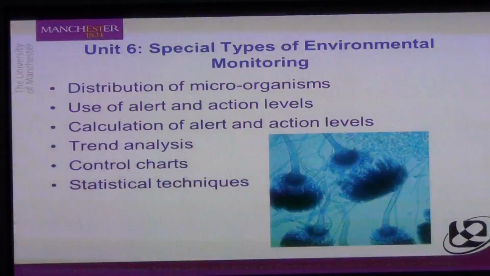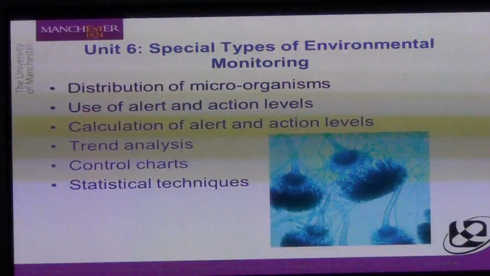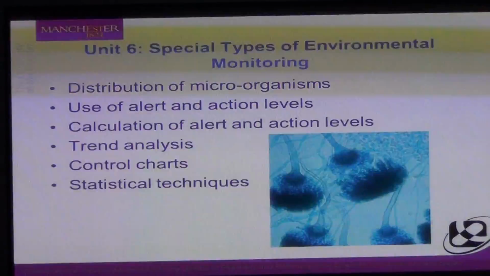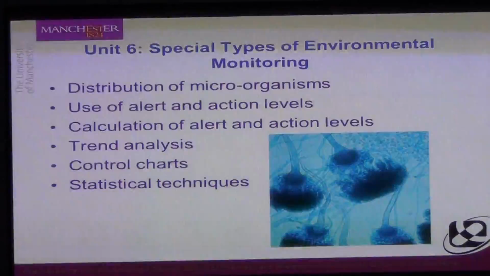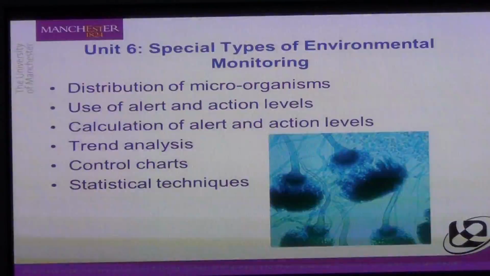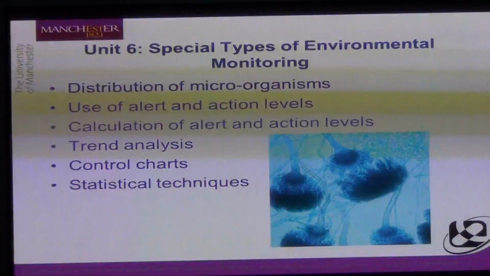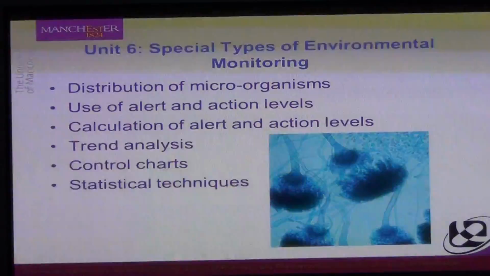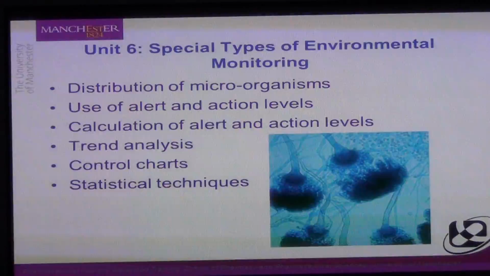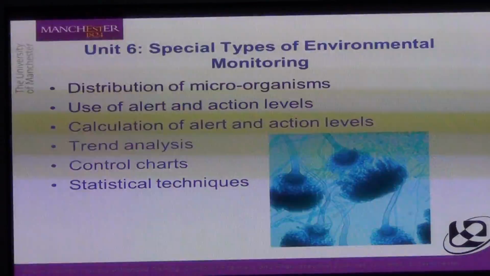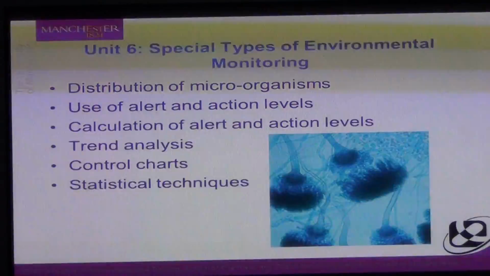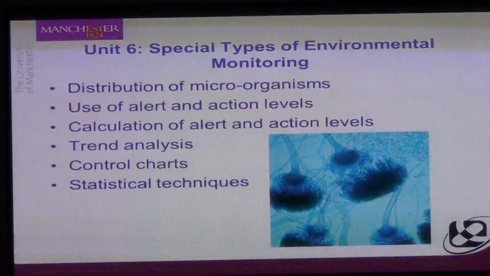Unit 6 considers special types of environmental monitoring and considers such phenomena as how are microorganisms distributed within clean rooms and how does that inform us about how we should go about taking samples. The use and setting of alert and action levels, how often these should be calculated, how should trend analysis be undertaken, and how are control charts undertaken and statistical techniques formed.